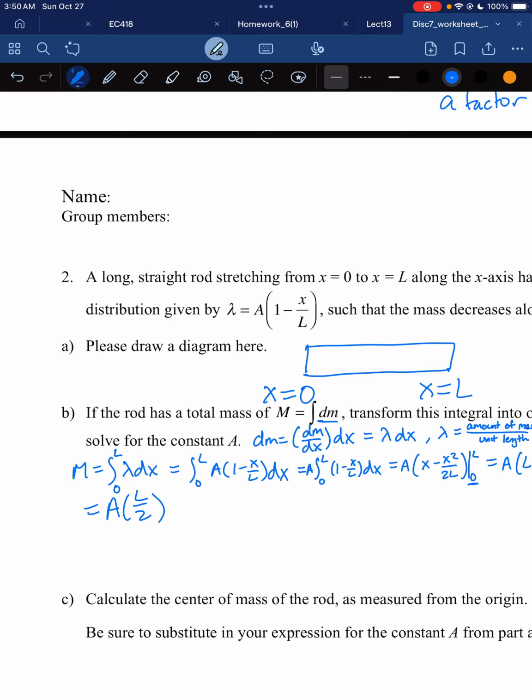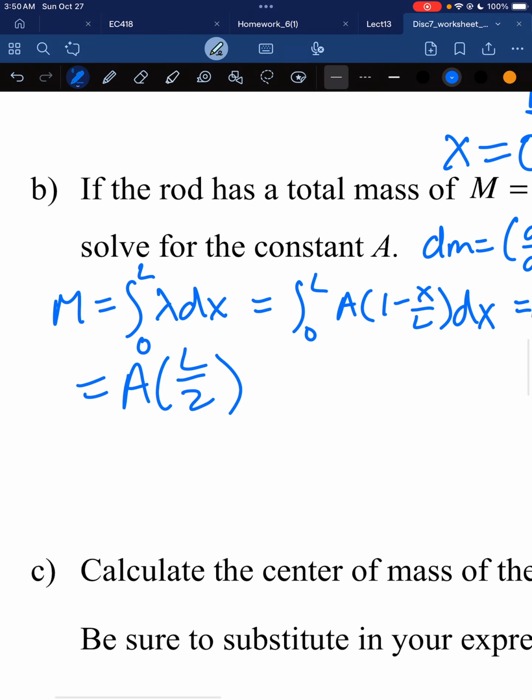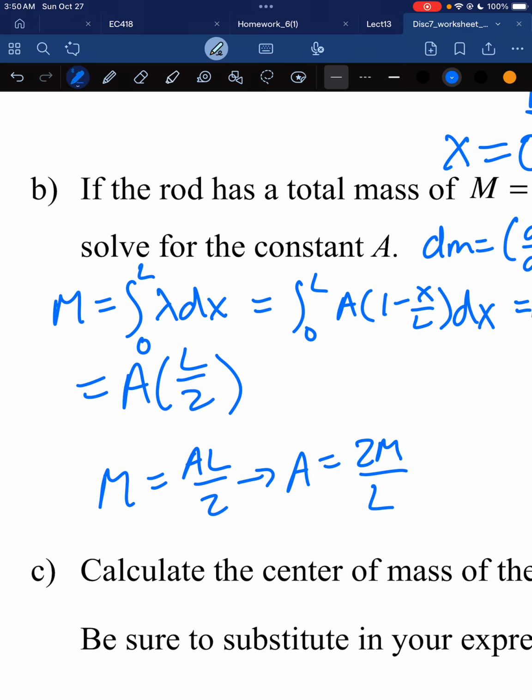So now we know that m is equal to a times L over 2, and it asks us to solve for the constant a. So I can just rearrange this, and then I get that a is equal to 2m over L.